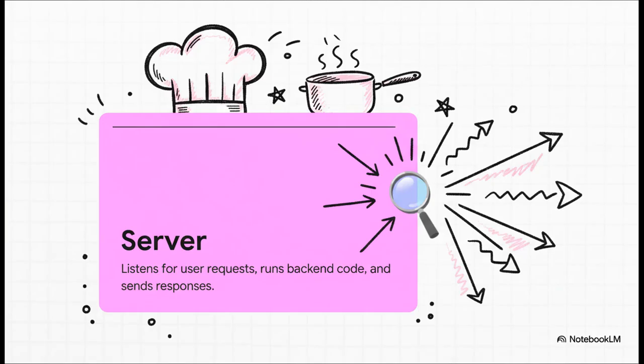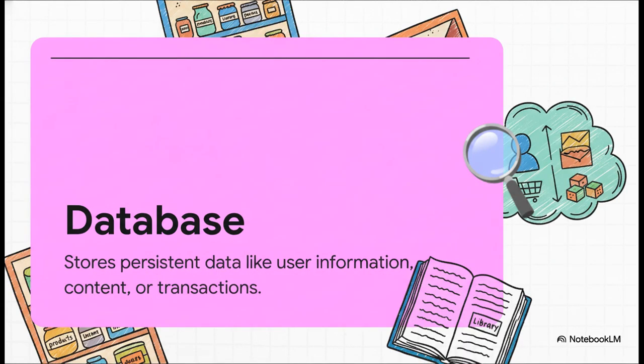All right, first up, the server. You can think of this as the head chef of our kitchen. It's basically a really powerful computer that is always on, just listening for orders, or as we call them, requests, from your phone or laptop. It grabs that request, does all the necessary work, and then sends that perfect dish, the response, right back out to you.